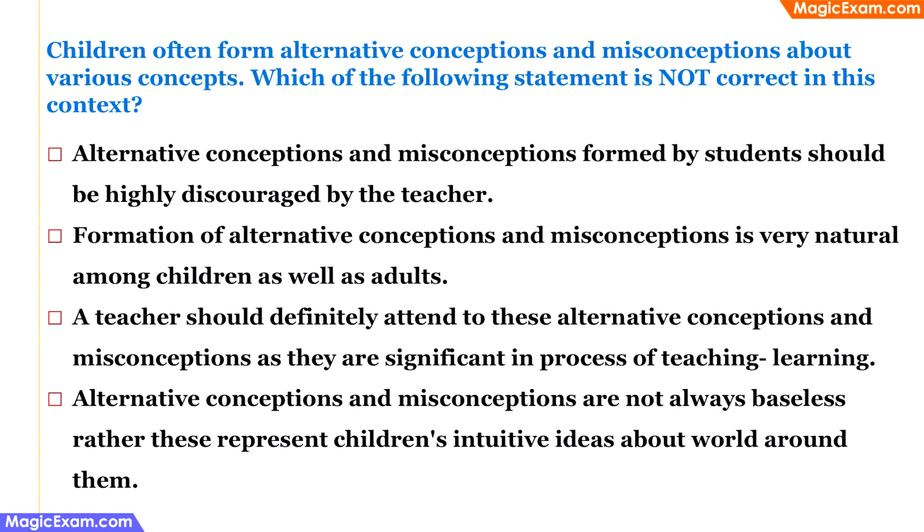Children often form alternative conceptions and misconceptions about various concepts. Which of the following statements is not correct in this context? Now, for example, if we tell some children that sharks are dangerous fish, they will attack people, and we tell them that sharks live in the sea. And tomorrow if you take them to the beach, then they might refuse to get into the water. They might even refuse to put their feet into the water because they think that there will be sharks in the sea and these sharks will come out and attack them, right?